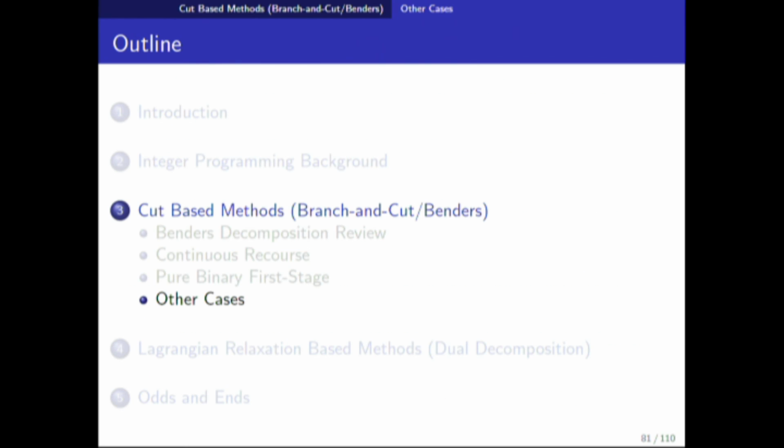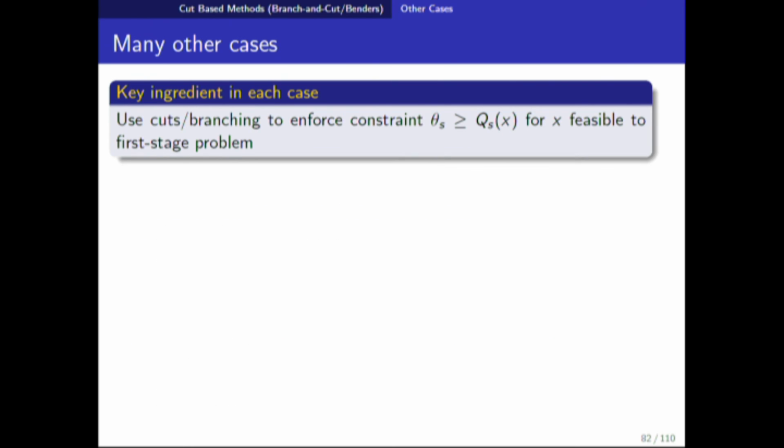So that was kind of an easy case. All the first stage variables were binary, and we could add this integer L-shaped cut. Now there are many other cases. You could have pure integer second stage, pure integer first stage, or mixed binary first and second stage. All of those need some mechanism for enforcing the constraint theta s is greater than or equal to Q s of x, when x is a feasible solution to the first stage constraints. That's the key ingredient to finish off the algorithm.